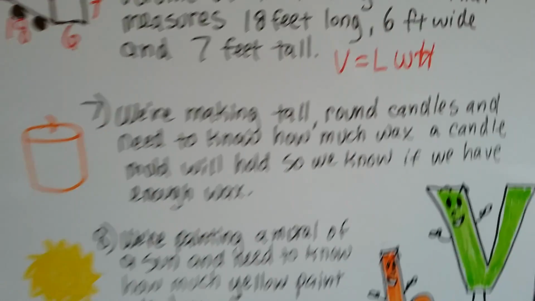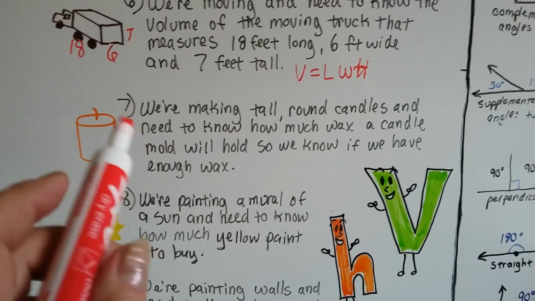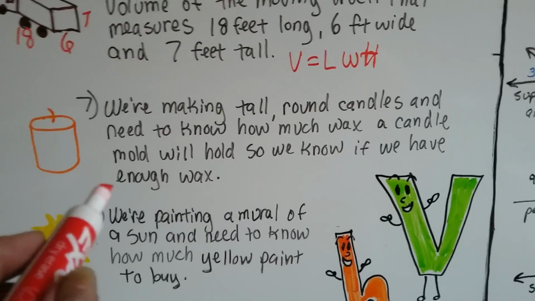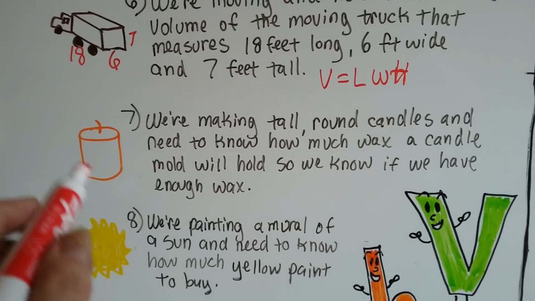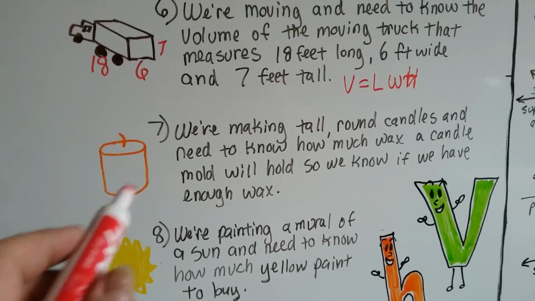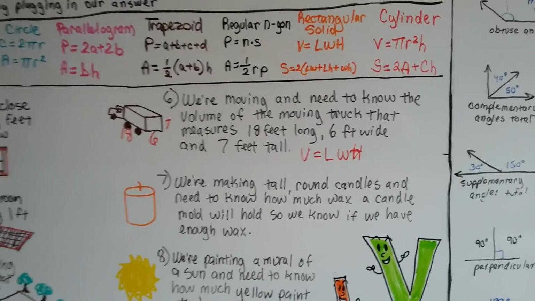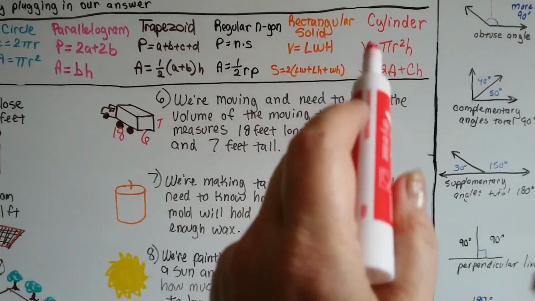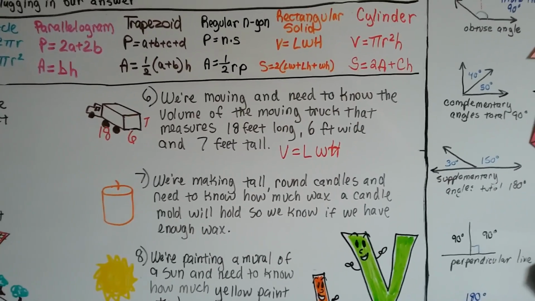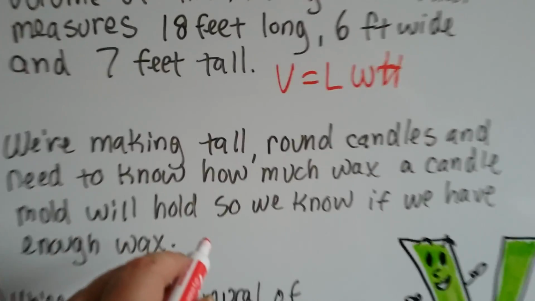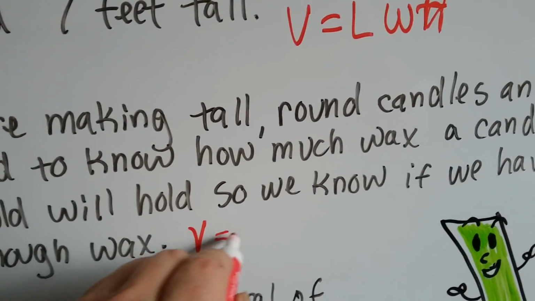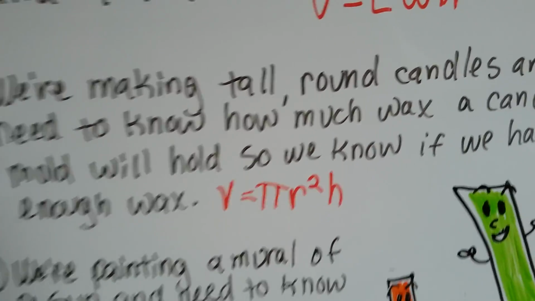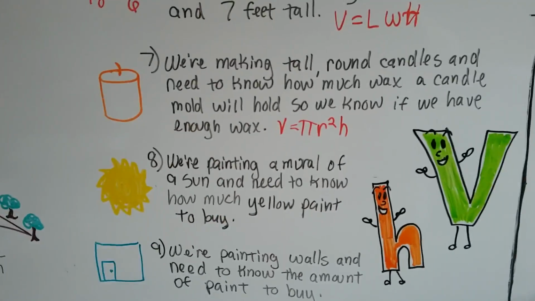Okay? Pardon my H. How about we're making tall round candles and need to know how much wax a candle mold will hold so we know if we have enough wax. All right, what shape is this? Do you know? That's a cylinder, isn't it? And if we need to know how much wax can go inside of it, then we need to know the volume of a cylinder. That's pi r squared h. So the volume is equal to pi times the radius times the radius times the height. And then we'll know how much wax we need.